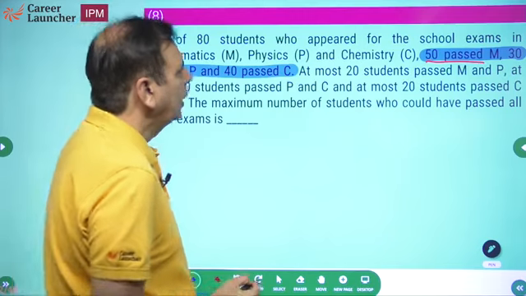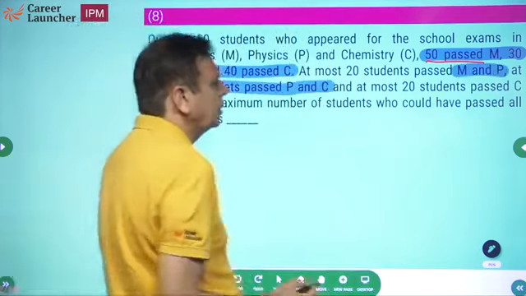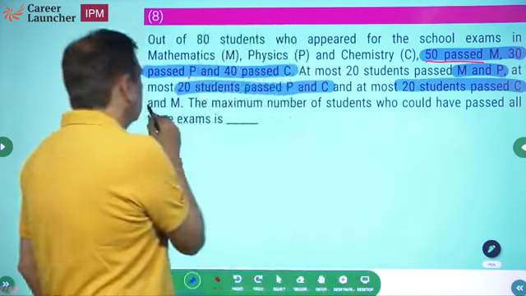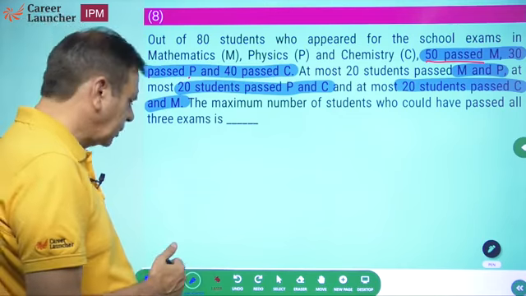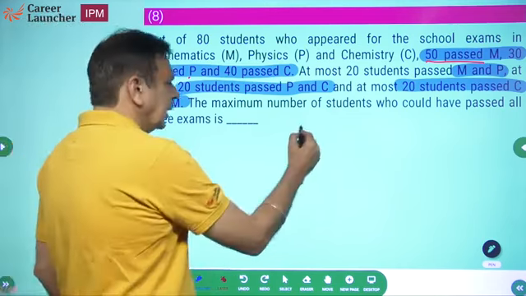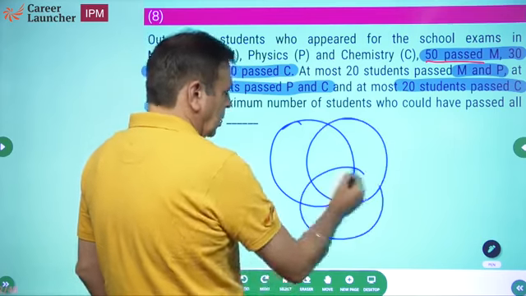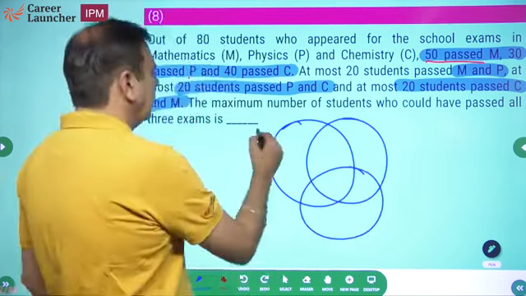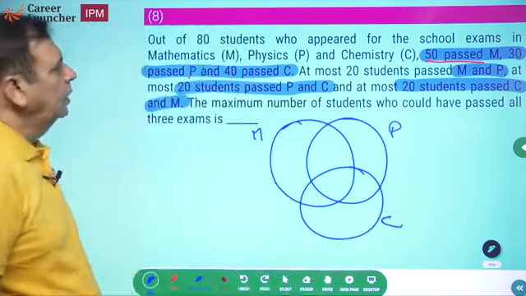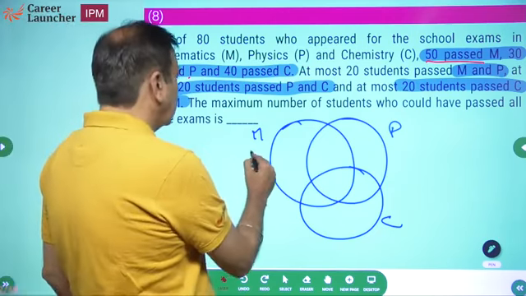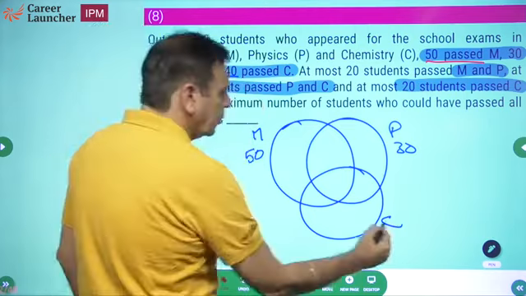At most 20 students passed maths and physics. At most 20 students passed physics and chemistry. At most 20 students passed chemistry and maths. What is the maximum number of students who would have passed all three? Okay. चलो फिगर बना लेते हैं एक बार. कई बार फिगर से ज्यादा अच्छा समझ आता है. What do we have? Maths, physics and chemistry. Right? Okay. He says 50 passed maths, 30 passed physics and 40 passed chemistry.